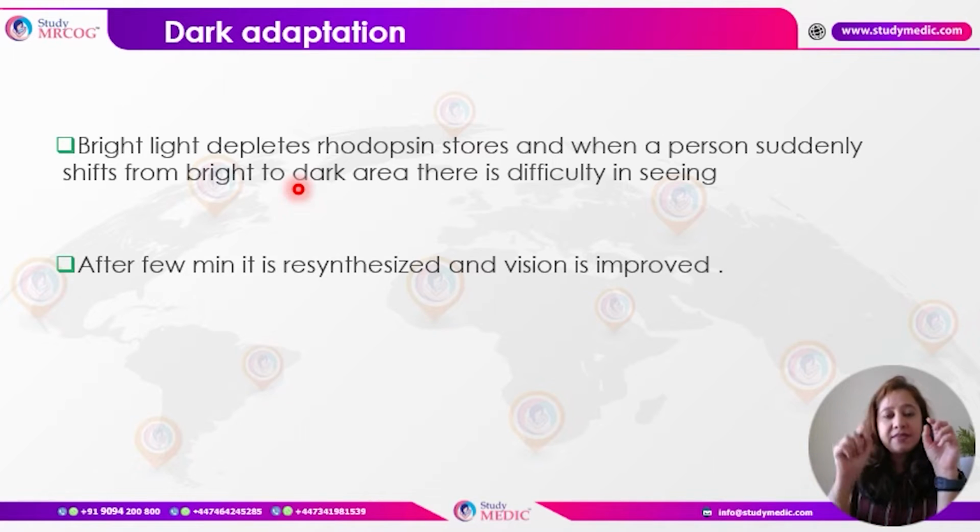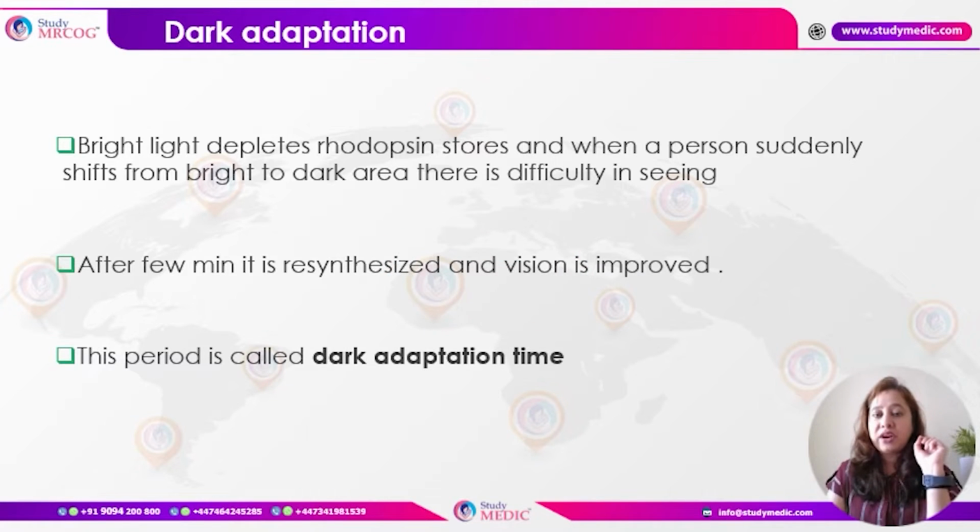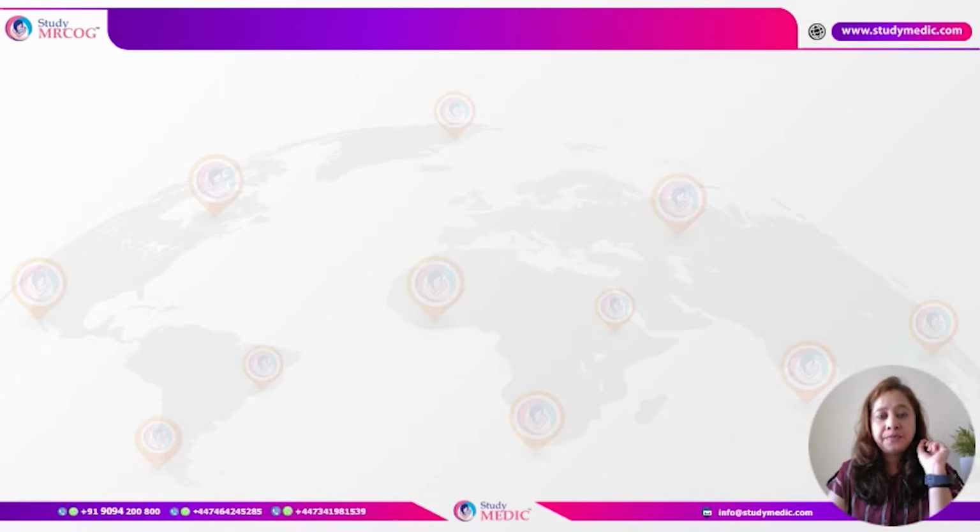So what happens in that time frame? There is a resynthesis and the vision gets improved. So when the person has vitamin A deficiency, this dark adaptation time will be increased.